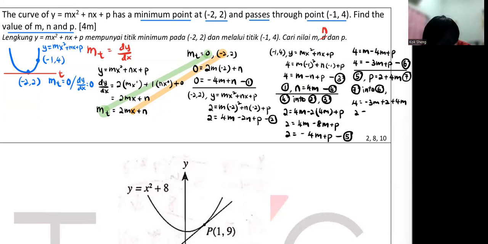Okay, so 4 minus 2 is 2, -3m plus 4m is m. Oh, finally, good answer. m equals to 2. So sub back into the 7, we can find p. 2 plus 4 times 2, you get 10, and m and p done. And last one, we can find n.